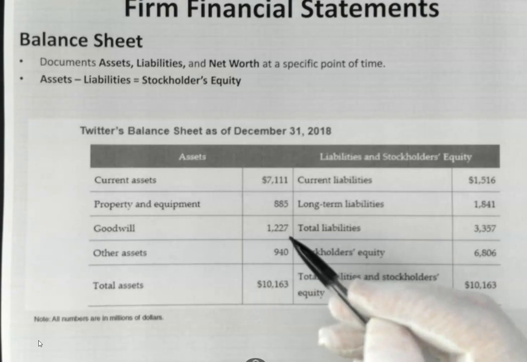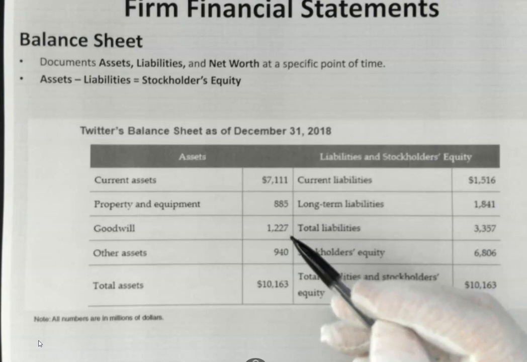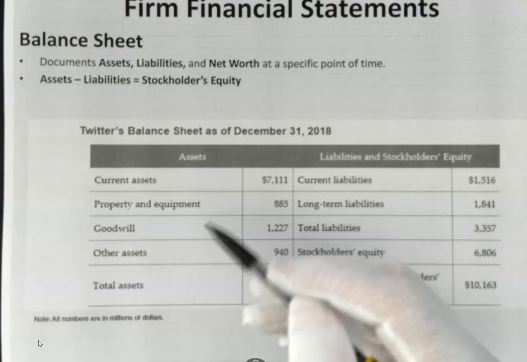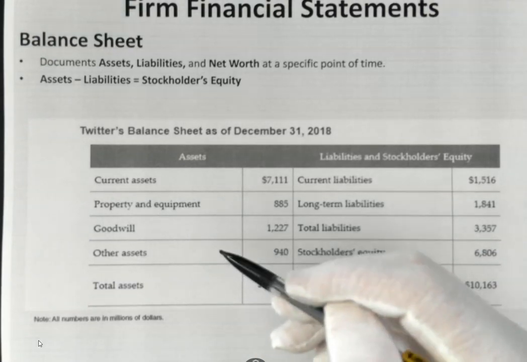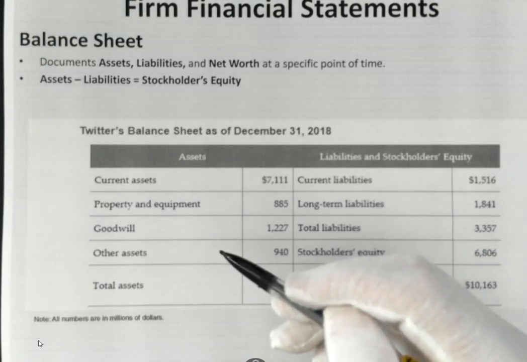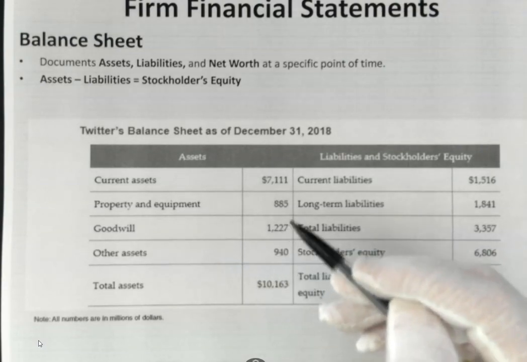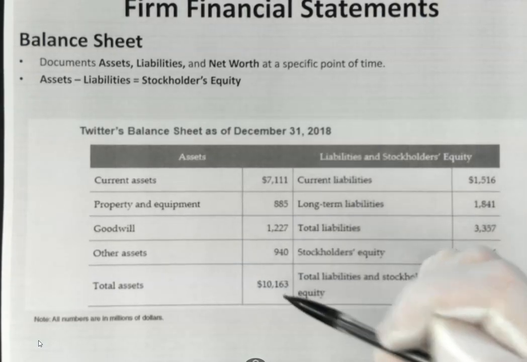Goodwill is effectively the value of the company's name. If you look at the name Twitter, it has value because people know it, they recognize it, and investors might be willing to pay for that. Even if Twitter didn't own any equipment or they didn't have any current assets or any other assets, if there was nothing left but that trademark, Twitter, people would be willing to pay money to get that Twitter. And at this point in time, it was worth over $1 billion. Okay. So add them up, you get 10 billion.